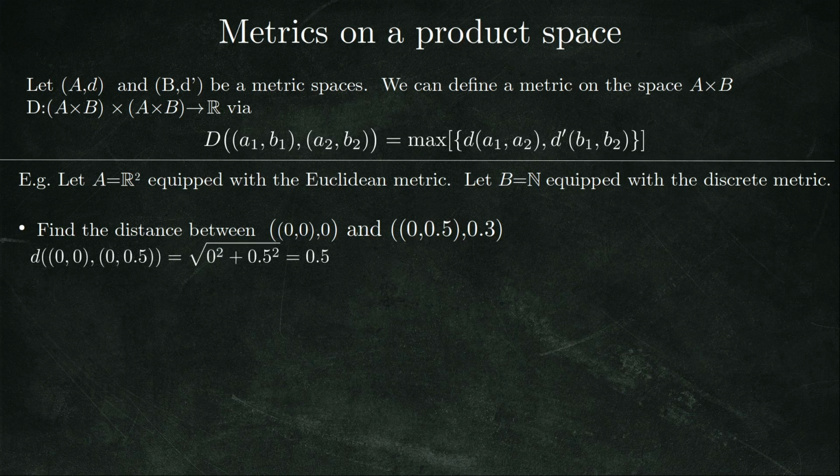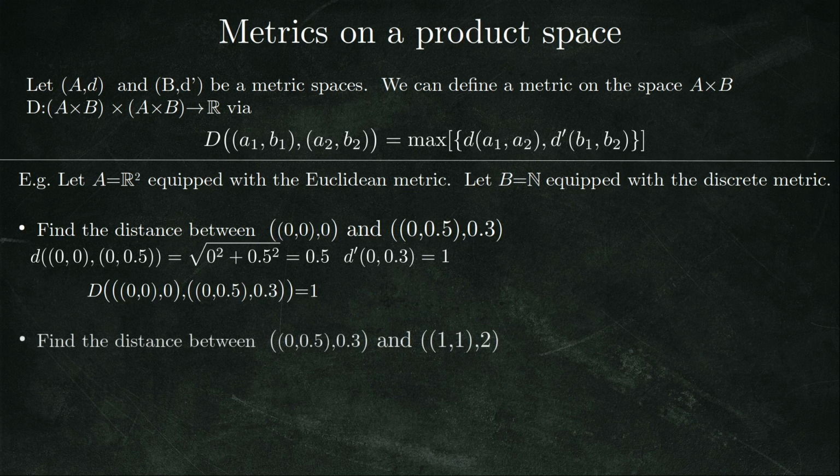So let's find the distance between these. Firstly, let's look at D. This is the Euclidean metric between (0, 0) and (0, 0.5). We work that out as normal and we get 0.5. Then we look at D prime between 0 and 0.3. Because this is the discrete metric and those points are different, we just get 1. And so the product metric takes the maximum value of these, and that is just 1. Okay, have a look at these next points and have a go on your own, and then I'll put the solutions up on the video.